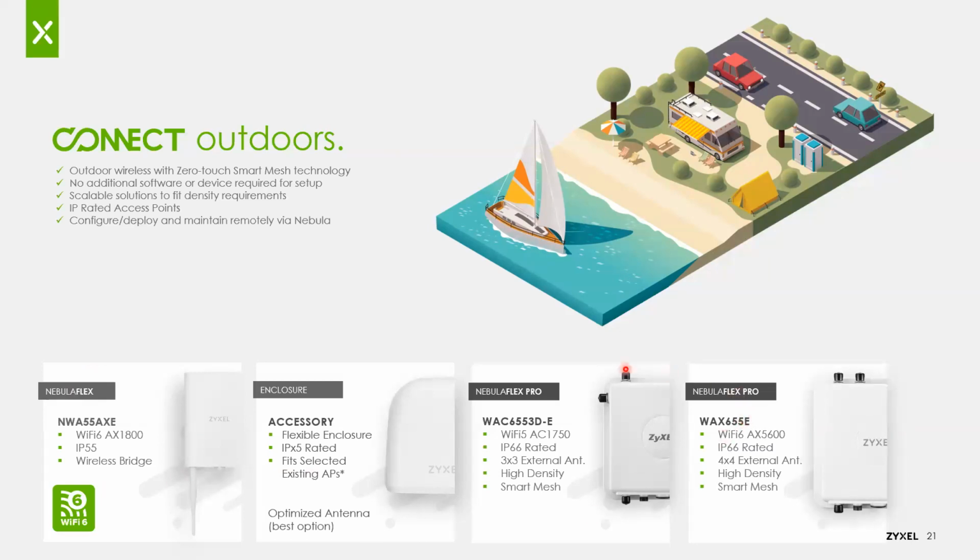And then we've got our dedicated heavy duty outdoor access points, the WAC6553D-E and the WAX655E. Both of these are in super heavy duty IP66 rated enclosures that can handle temperatures down to -40 as well as hot temperatures. So depending on what features you need, we've got these two options available for you.